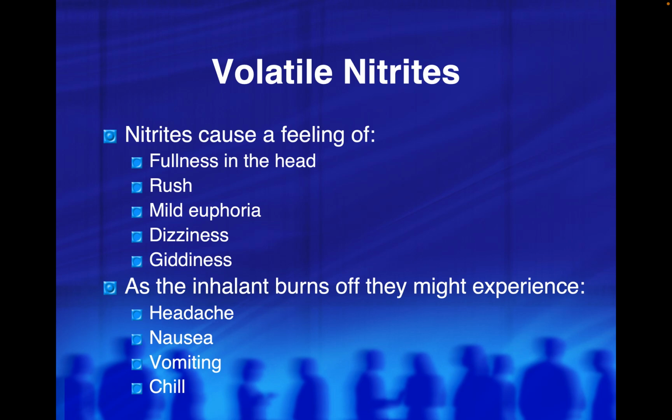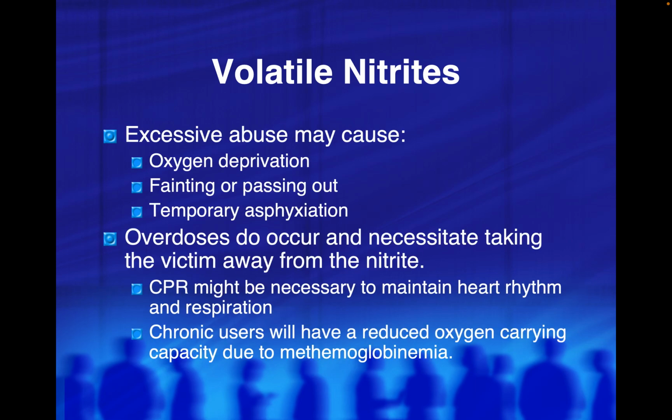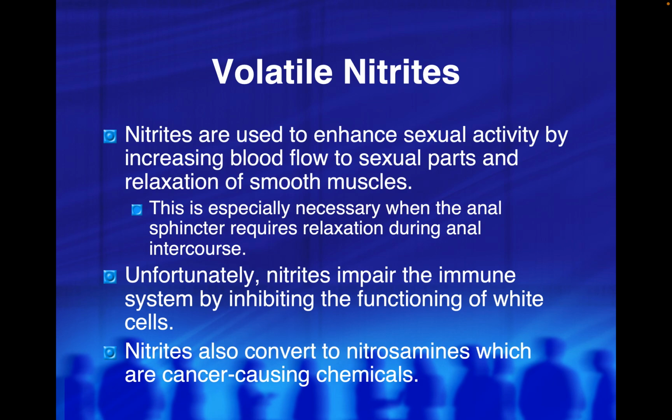Okay, so I told you why we used nitrites, to stop angina for people that were having heart attacks. But you can play with them as well, and this is the reason that people use them. Nitrites are used to enhance sexual activity by increasing blood flow to sexual parts and relaxation of smooth muscles. Okay, so where do you have smooth muscles? You have some smooth muscles in your heart, and you also have smooth muscles in your digestive tract, especially in your anal sphincter. Okay, so we're relaxing your smooth muscles. That means your heart's going to slow down, and your anal sphincter is going to open up. This is especially necessary when the anal sphincter requires relaxation during anal intercourse.